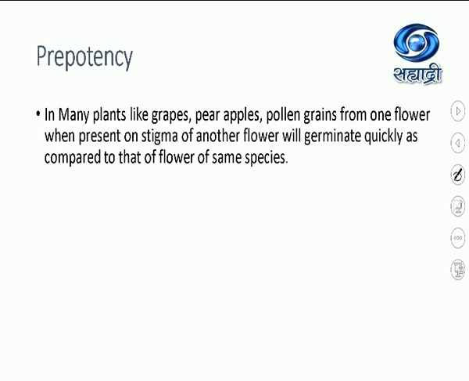The fourth we will study is prepotency. In many plants like grapes, pear, apples, pollen grains from one flower, when present on the stigma of another flower, will germinate more quickly as compared to the pollen of the same flower. It means if this is one flower, and this is another flower, if the pollen grain falls on the stigma of the same flower, germination will take place, but it will take more time. But here it will germinate quickly. So this is prepotency. So the fourth is prepotency.